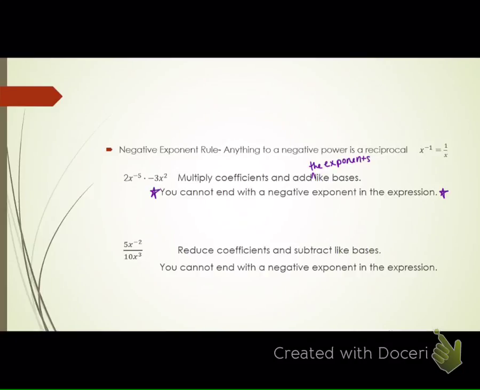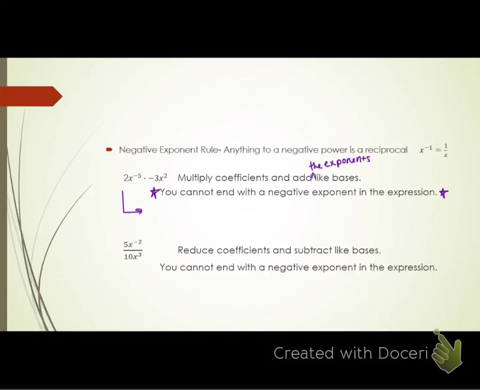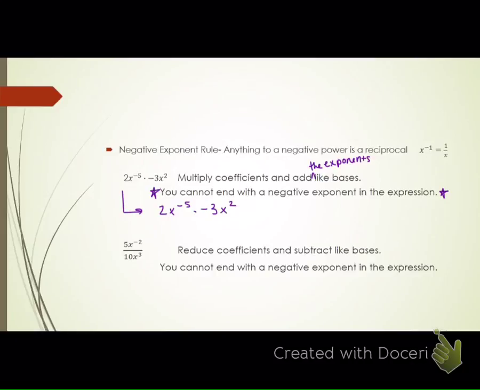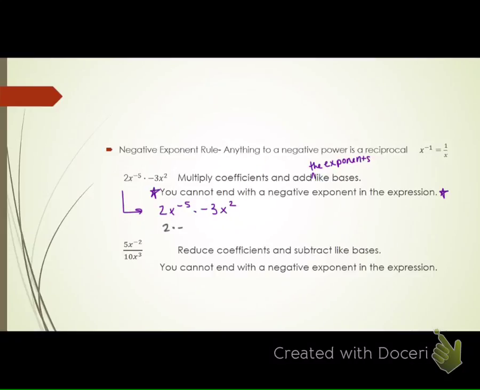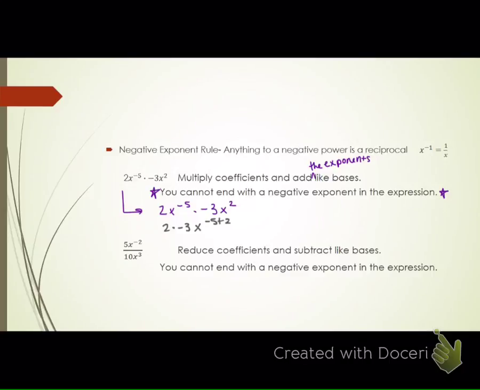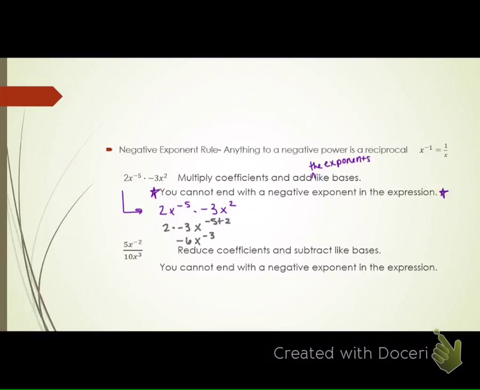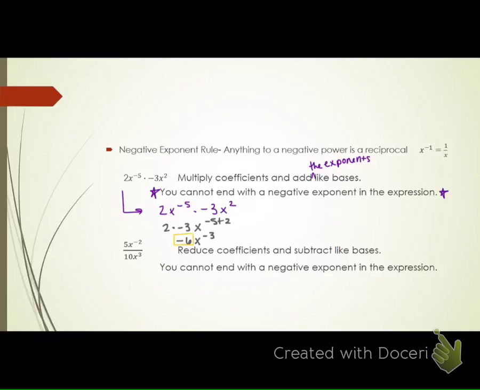So if I'm looking at this example here, we do 2 times negative 3, and when you multiply, you add the exponents. So I get negative 6x to the negative third, but can we keep a negative 3 in there? No. Okay, you need to make sure you realize these are different pieces. This is a negative 6, and this is an x to the negative third.